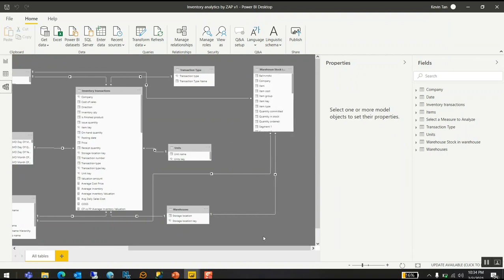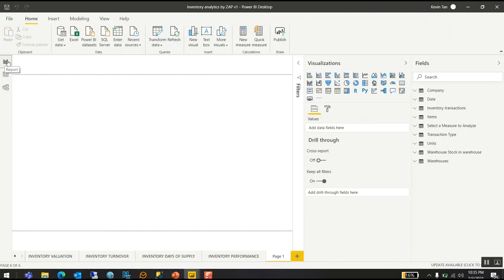And there it is. I have a new one called stock in warehouse, which has all this data. And that's what I was looking for: quantity committed, quantity in stock, and quantity ordered. Okay. Now I can go back to the report side and start to build my report.